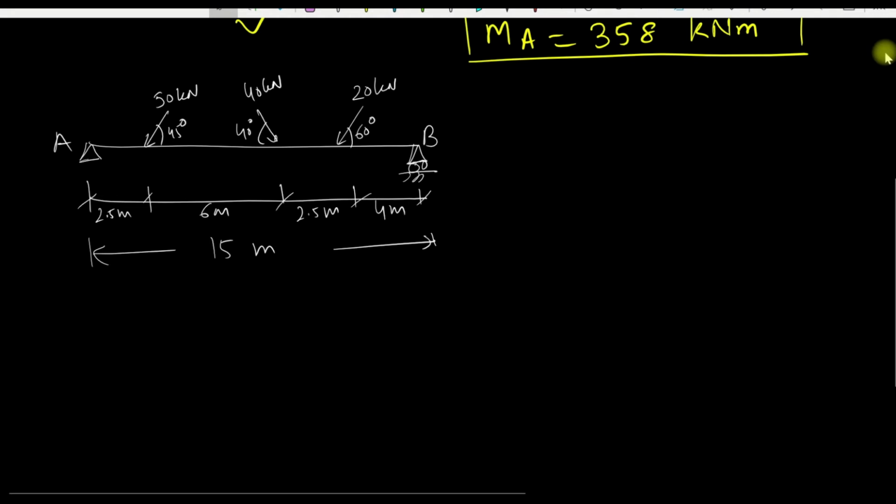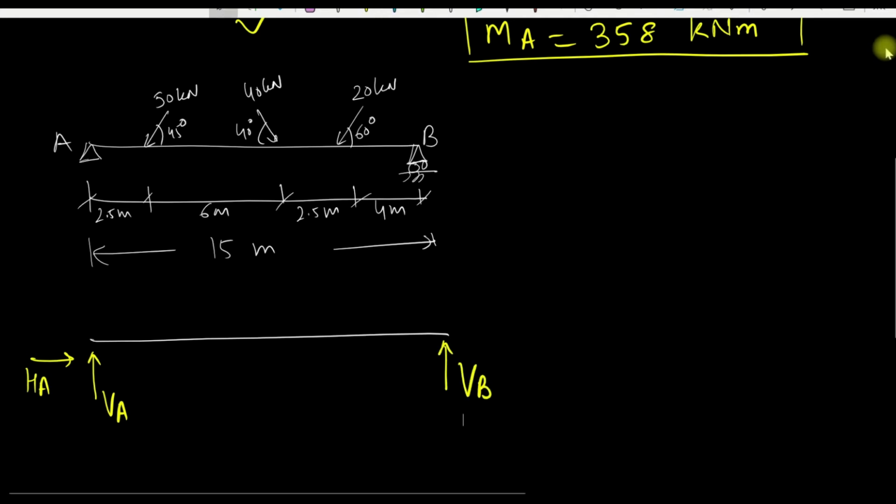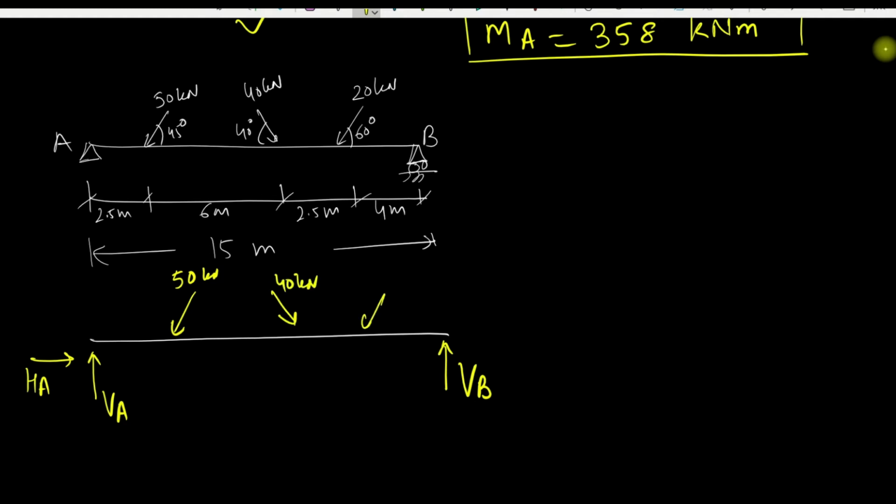Now since these inclined forces have horizontal and vertical components, at the hinge support we'll get a vertical reaction as well as a horizontal reaction, and at the roller end there is only one reaction, so only one vertical reaction is there. Then we can apply the loads as given, 50 kilonewton and 40 kilonewton, and 20 kilonewton. Distances are known to us, and the angles are also known, 60 degree, 40 degree and 45 degree.